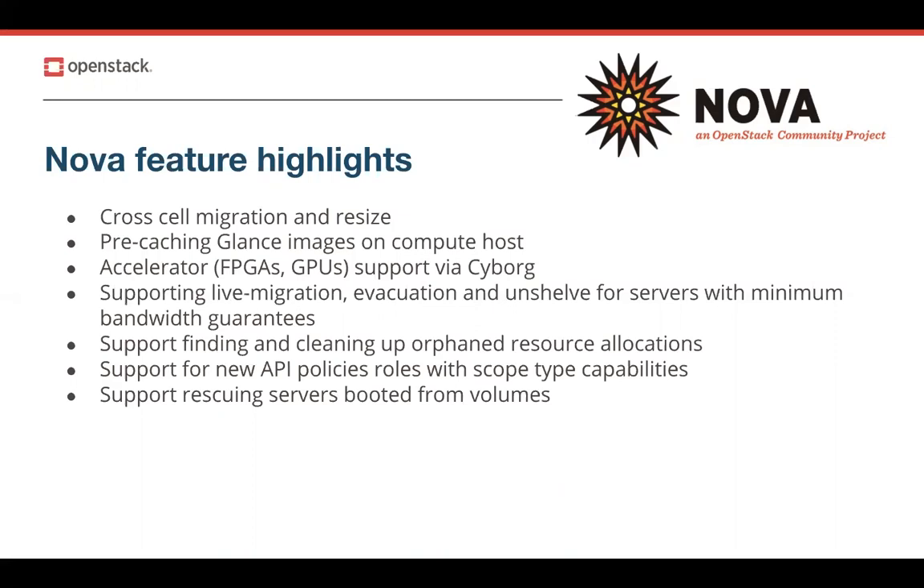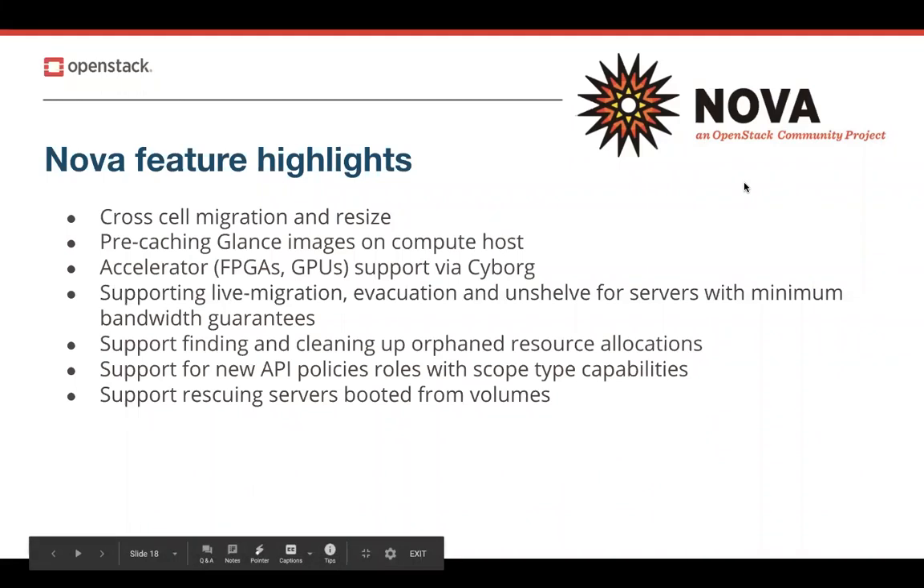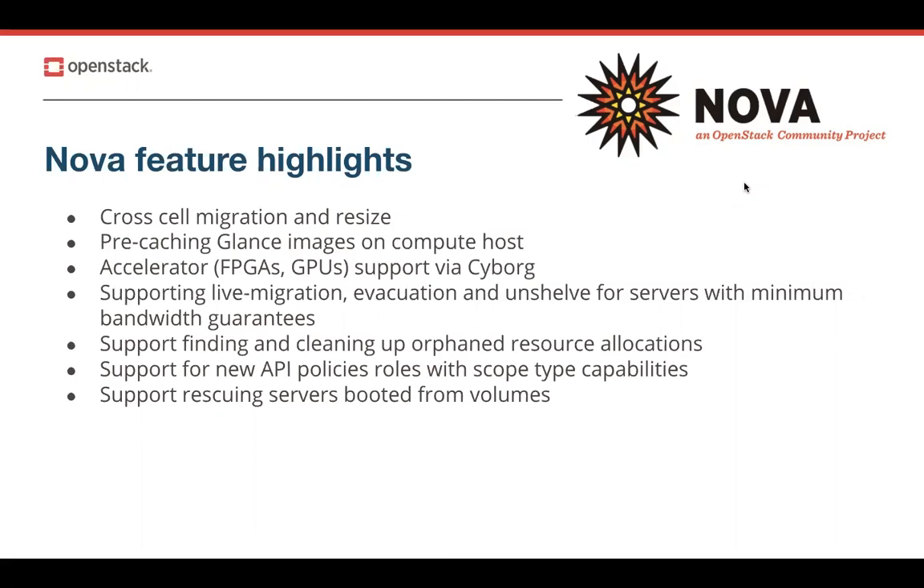So it's a logical request to have a way for deployers or administrators to pre-cache images on certain computes. We added support for that in the aggregate API, so you can say which Glance image should be downloaded to which computes in a given host aggregate.